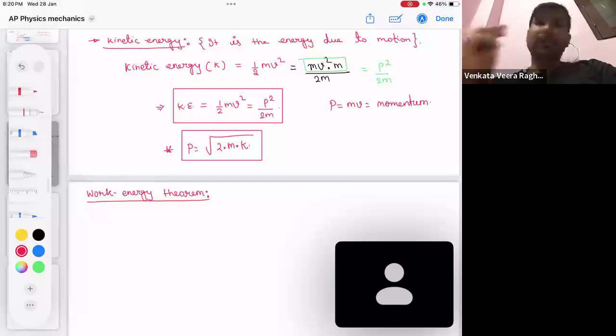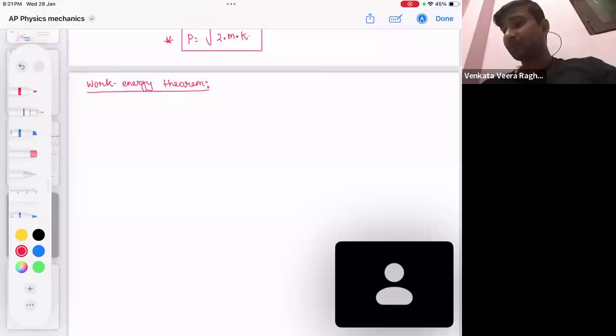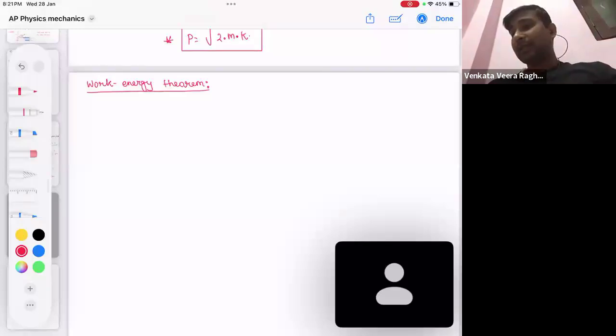Now, we will learn about the work energy theorem, and we will practice some questions on it. So, what is the work energy theorem? What is the purpose of doing work on a particle? Please tell me, what is the purpose of the work done? The simple purpose of the work done is what? To change the kinetic energy, isn't it? Whenever we do the work, what will happen? The kinetic energy is going to change, isn't it?